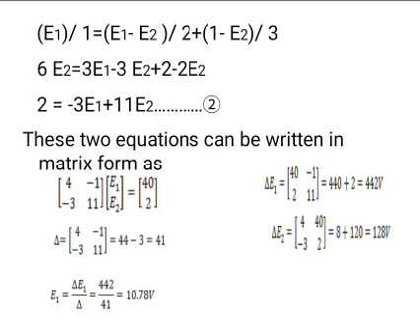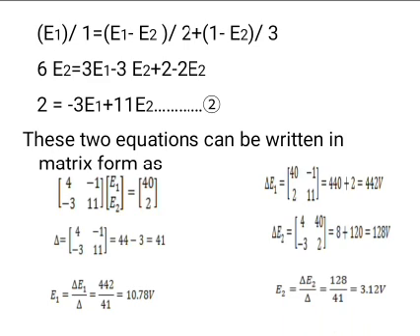Next, we have to calculate E1 and E2 by the equations E1 equals delta E1 divided by delta, and E2 equals delta E2 divided by delta. In the delta, the determinant of the given matrix, 4 into 11, 11 fours are 44, minus 3 into minus 1, plus 3 ones are 3, so 44 minus 3 equals 41.